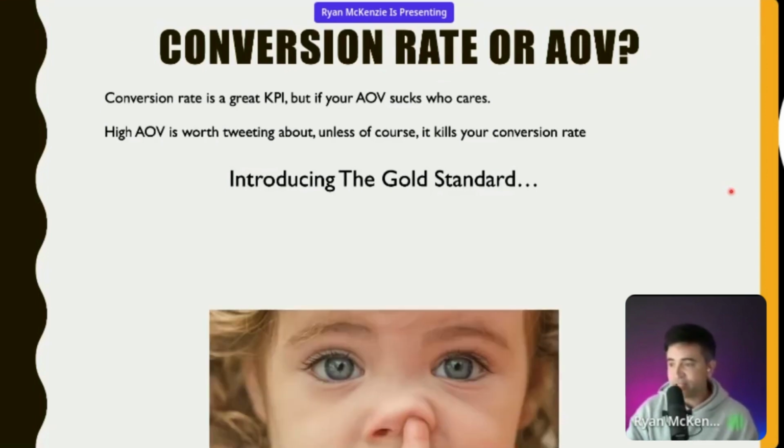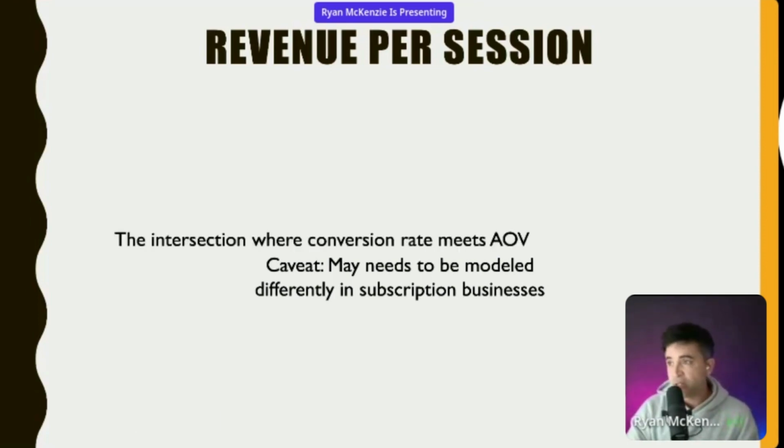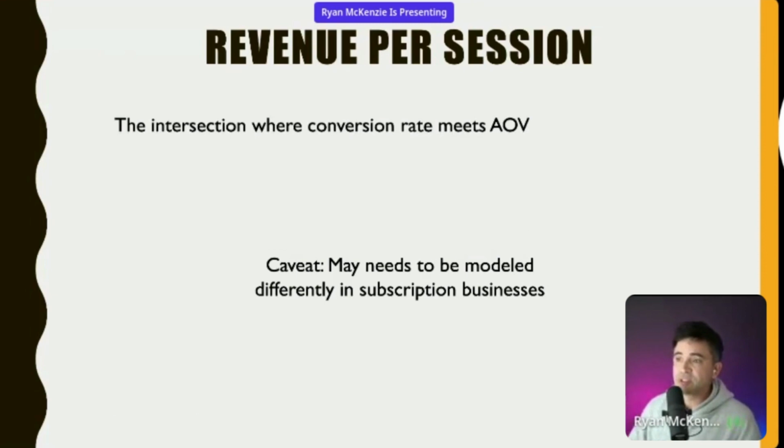So what is the gold standard? Before I jump into this, the caveat here is what I'm about to say does not necessarily apply if you're in a subscription business. You can model it a little bit differently, but the gold standard is revenue per session. So revenue per session is essentially the intersection where your conversion rate meets your average order value.